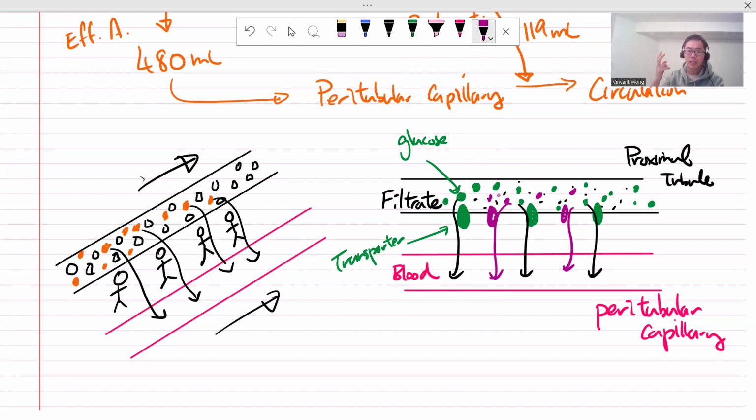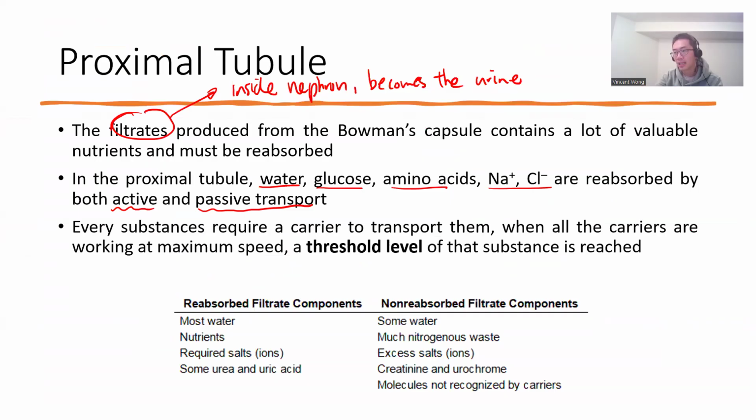Number two is if the transporters are working at full speed, you won't be able to absorb that thing further. So that's why every substance is going to have a threshold level. Threshold level refers to the maximum amount that you can take back. If the level of the substance in the filtrate is higher than the threshold, you can't take them back any further. You're just going to pee them out.